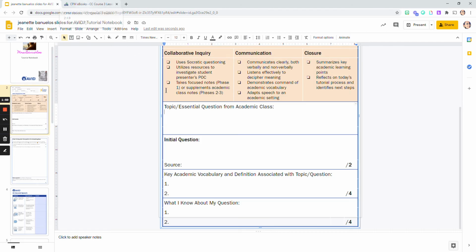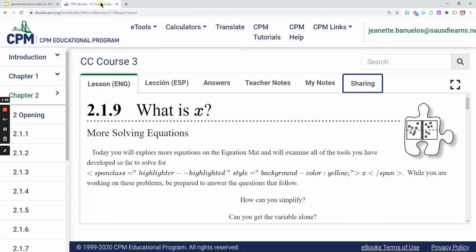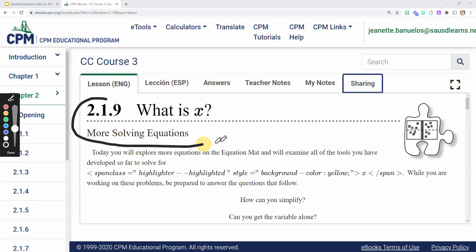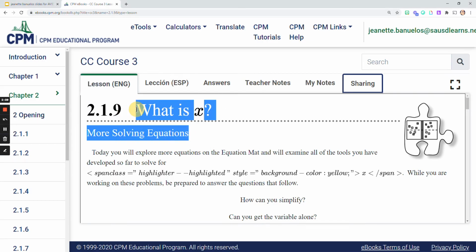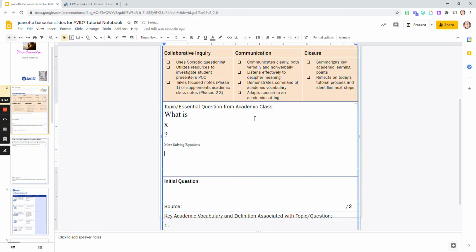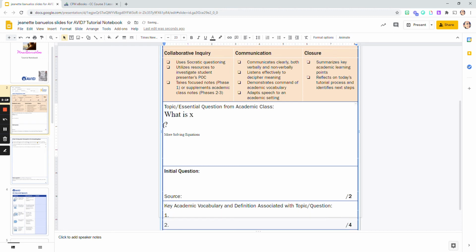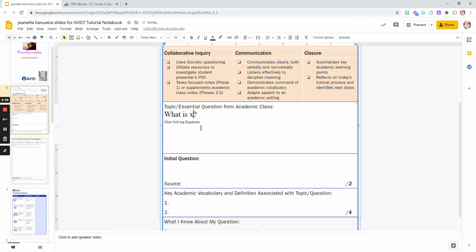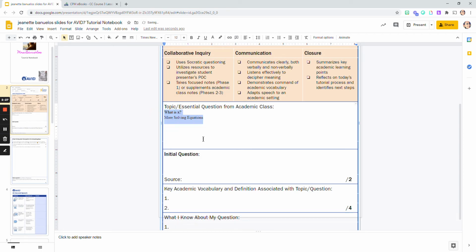So to get my topic or essential question, I'm going to come over here. It came from section 219, and the essential question is, what is X? And the topic is solving equations. So I'm going to copy and then paste it into this section of my TRF. You may have to resize and format so that it fits. Let's do that. All right, there it is.